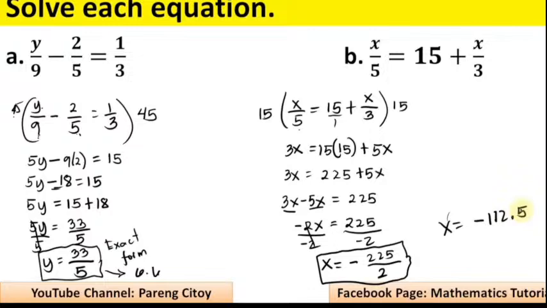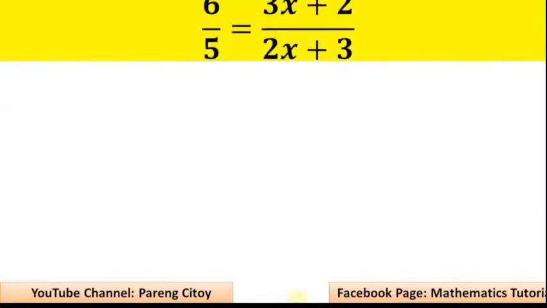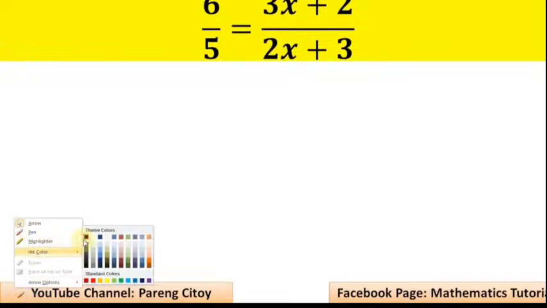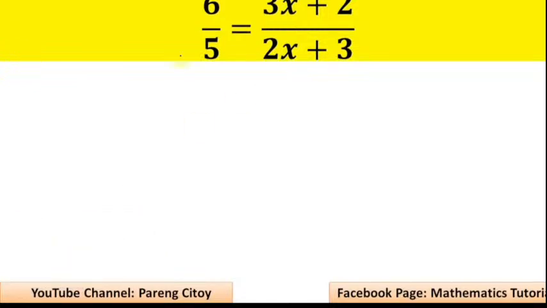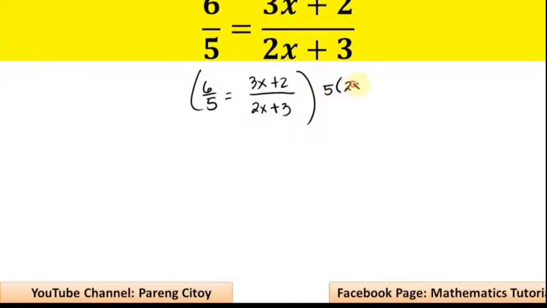Okay. Next, another example. We have 6 over 5 equals 3x plus 2 over 2x plus 3. So 6 over 5 equals 3x plus 2 over 2x plus 3. So times the LCD, that is 5 times 2x plus 3. Whatever the value of the numerator or the denominator, that is your LCD, plus 3.